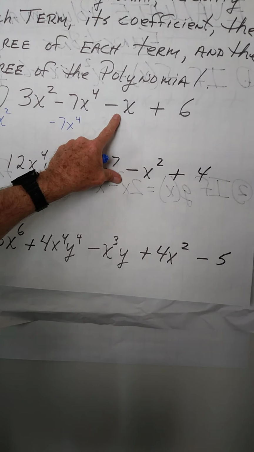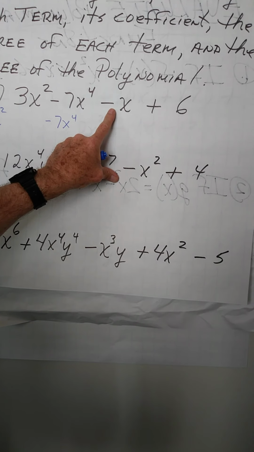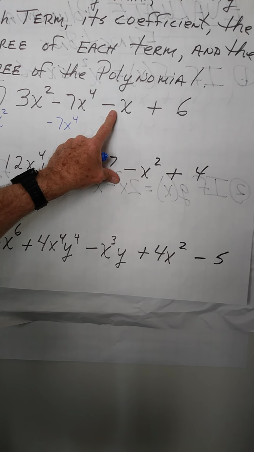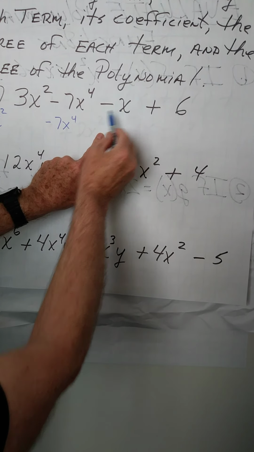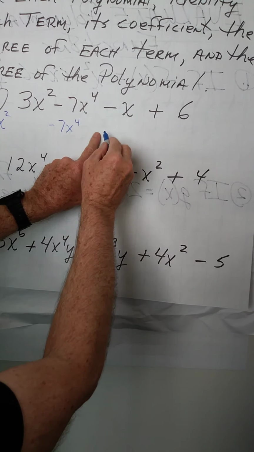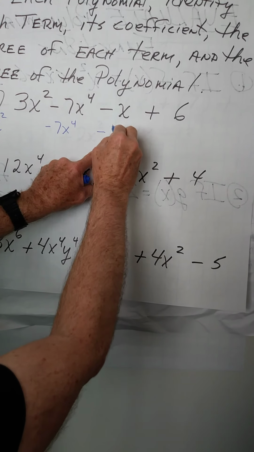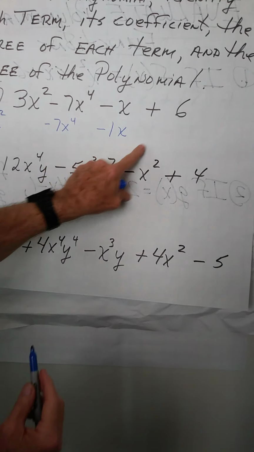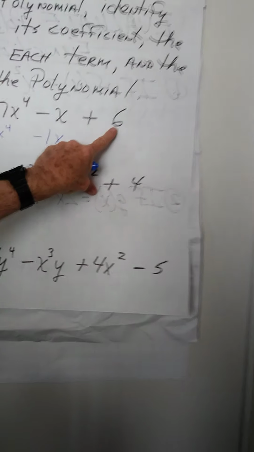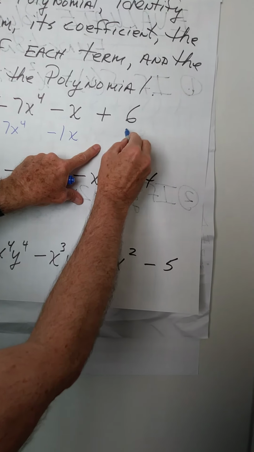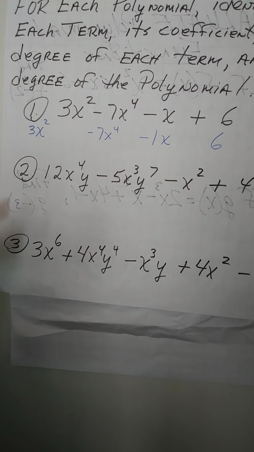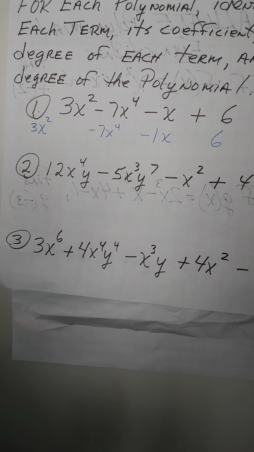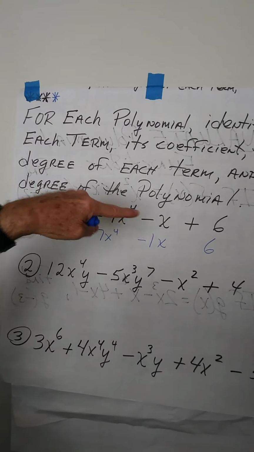Term number three, notice how I say it and notice how I write it. There's no such thing called negative x. There's a negative 1x, so I'll write that. And then fourthly, the constant term positive 6. Those are the four individual terms that make up that polynomial expression. That was the first thing that they wanted us to do, identify each term.